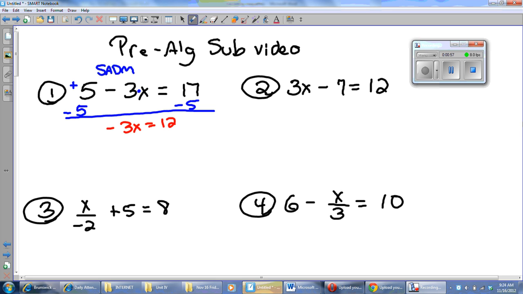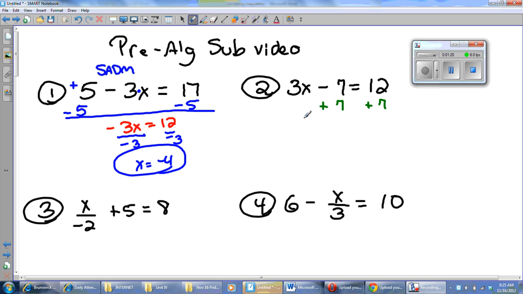And I'll bet Chastity can tell me what to do next. She's going to say, let's divide by negative 3 on both sides. And then, of course, x is going to equal negative 4. And there we go. All right, let's move on to example number 2. Please write it down: 3x minus 7 equals 12. Damien knows the first step. He's going to say add 7 to both sides.